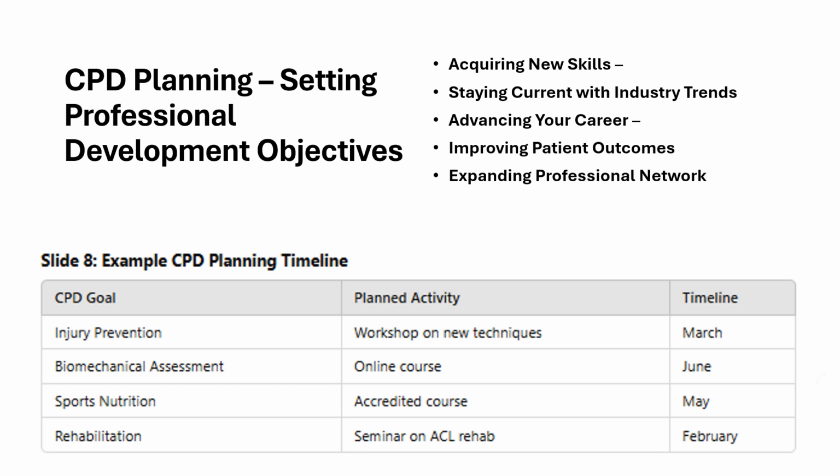So we have an example of a CPD planning timeline that can be found in the STO guidance document. And it's really important to put what is your CPD goal, what could you do, and kind of your timeline of achieving this. So you might want to look at developing new skills, such as learning new manual therapy techniques. You might want to stay current with industry trends, so keeping up with new research, reading those research papers, putting it into your clinical practice.